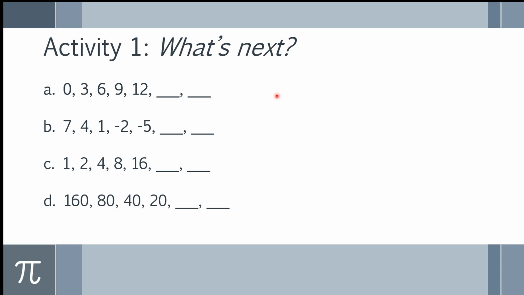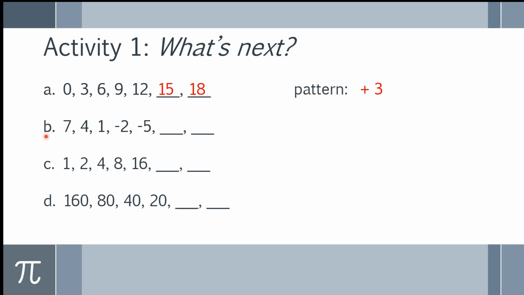So the pattern for letter A is, we simply add it by 3. So 0 plus 3, 3. 3 plus 3, 6. 6 plus 3, 9. 9 plus 3, 12. So the next number will be 12 plus 3, which is 15. And then 15 plus 3, which is 18.